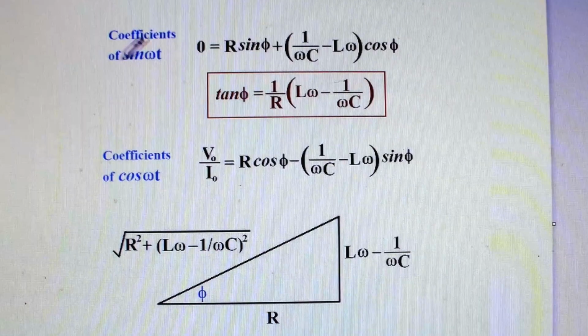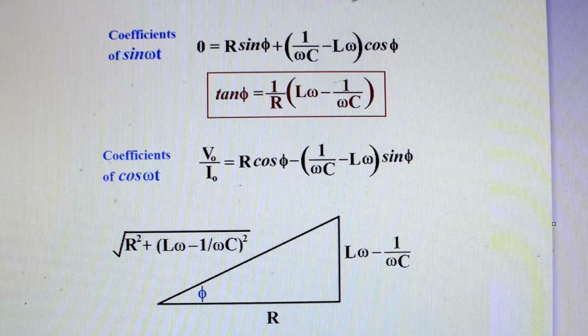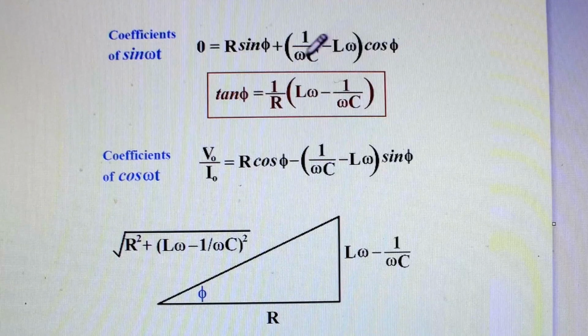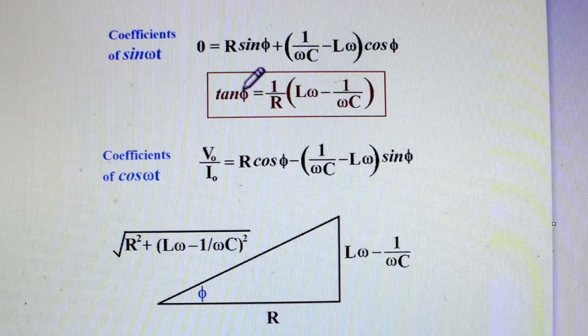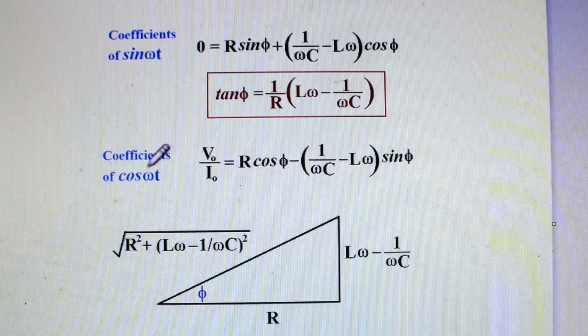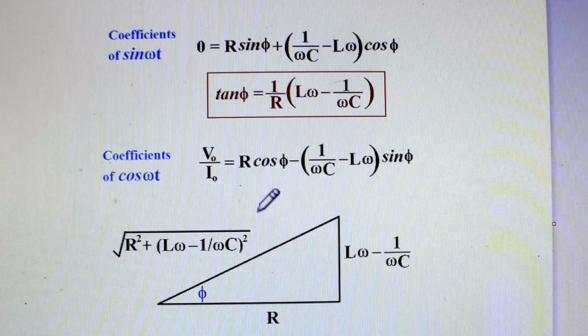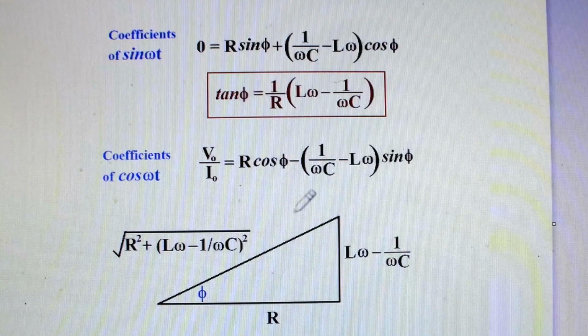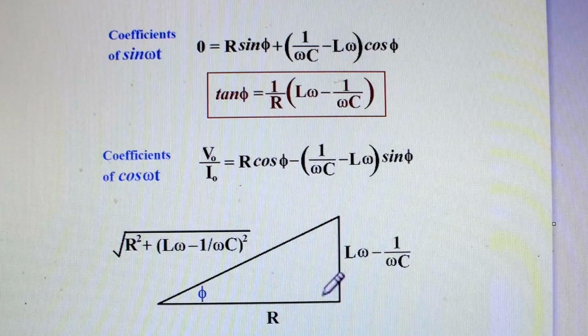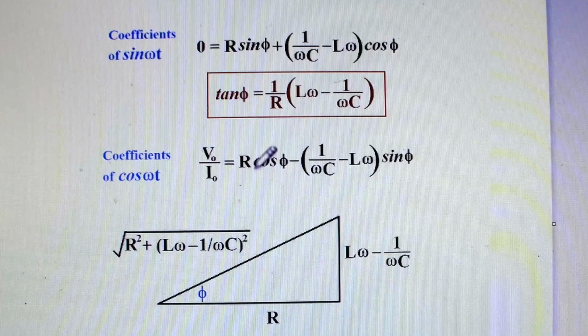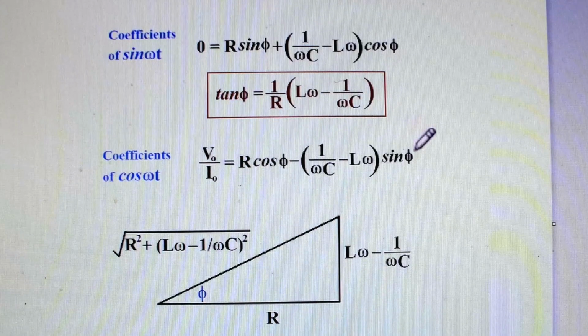The coefficients of sine omega t give us this equation. From this equation, we can determine tangent phi. Now the coefficient of cosine omega t give us this equation. Now, knowing tangent phi, we can construct this triangle. With this triangle, we can determine cosine phi and sine phi.